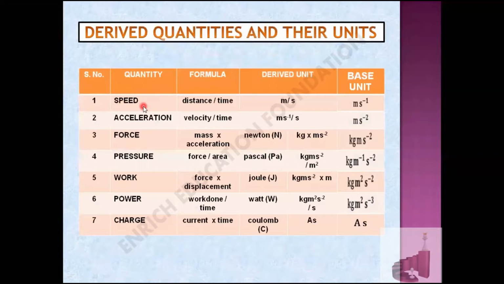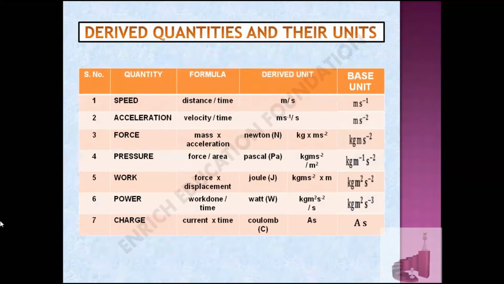First we'll consider speed. What is speed? Speed is distance by time. Distance has the unit meter, time has the unit second. So you can write the unit of speed as m s^-1. Second is acceleration. Acceleration is change in velocity by time taken, or simply velocity by time taken. Velocity or speed has the same unit, that is m s^-1, divided by time which has the unit second. So we can write it as m s^-2.